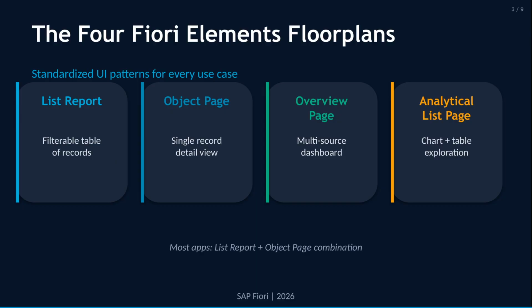The overview page displays cards from multiple data sources on a single dashboard. Each card can show a chart, a table, or a list. It is designed for role-based landing pages. The analytical list page combines a chart and a table with interactive filtering. It is built for data analysis, where users explore data by drilling into chart dimensions. Most transactional apps use the list report plus object page combination. Analytical and overview pages are used for reporting and monitoring.